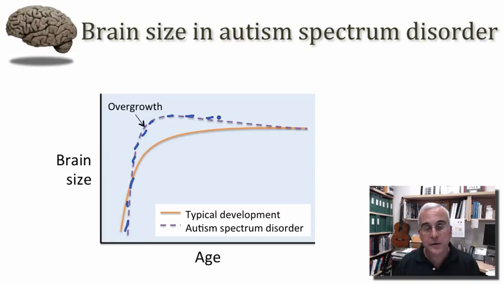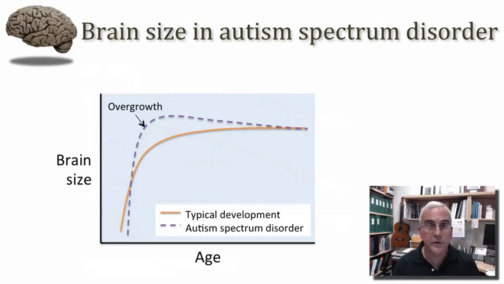Now, as development proceeds in these children, the overgrowth tends to normalize towards where a typically developing child might be. But that's not to say that connections are restored to normal structure and function. It very well may be that aberrant connections that may have been developed during this period of overgrowth may persist throughout the childhood and adolescent years, and indeed even into adulthood.